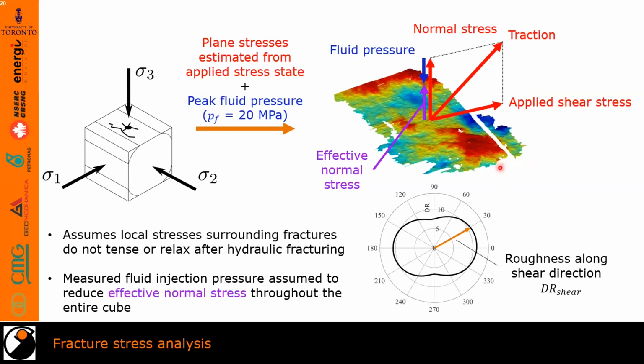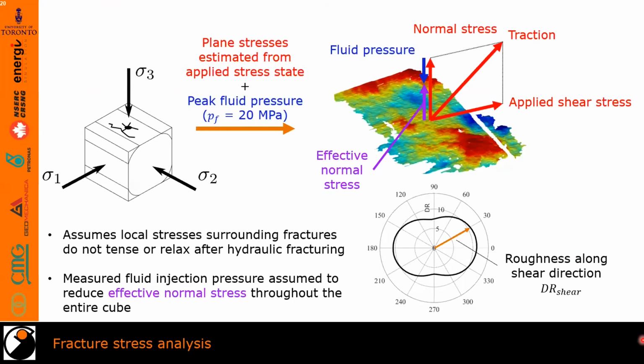We also reduce the normal stress to the effective normal stress by subtracting the fluid pressure measured during the fracturing process. And 20 MPa was used since this was a sustained pressure after the breakdown pressure event. Now that we have the plane stresses determined, we can also determine the shearing direction, which we can use to calculate the roughness along the direction, which I denote here as the shear directional roughness.